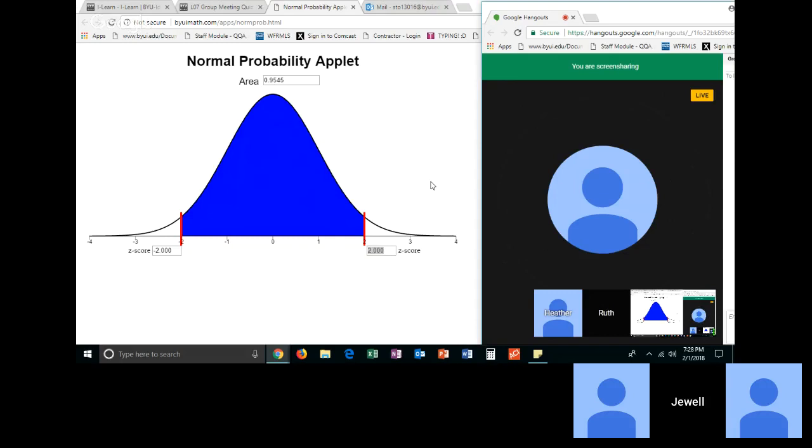But yeah, 14 and 15, I didn't get it. Oh, I wonder if I got it wrong because I was trying to use the normal probability applet. Oh, it answered your question for you. But 14 and 15, they do have answers on there. Ruth, do you know how to do 14 and 15? I'm trying to think. Let me try.